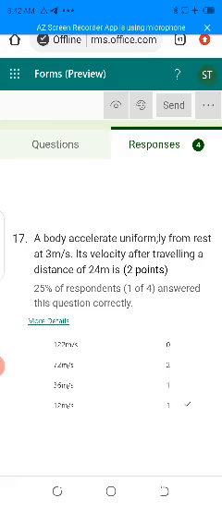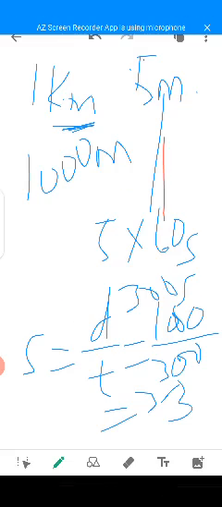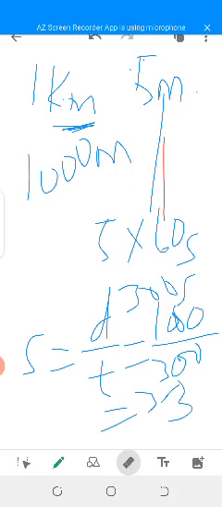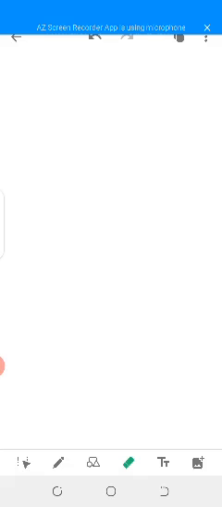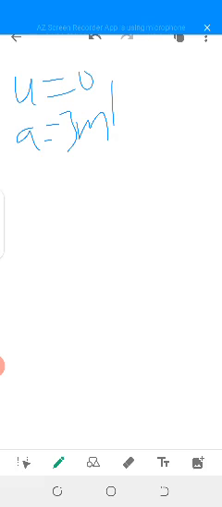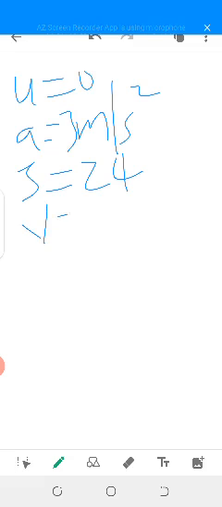In that question, you are given some parameters which I want you to try and look at. Look at the parameters given to you. They said the body starts from rest, which actually means that U equals 0. They give us acceleration to be 3 meters per second squared. You are given distance to be 24. The question says we should find the velocity.